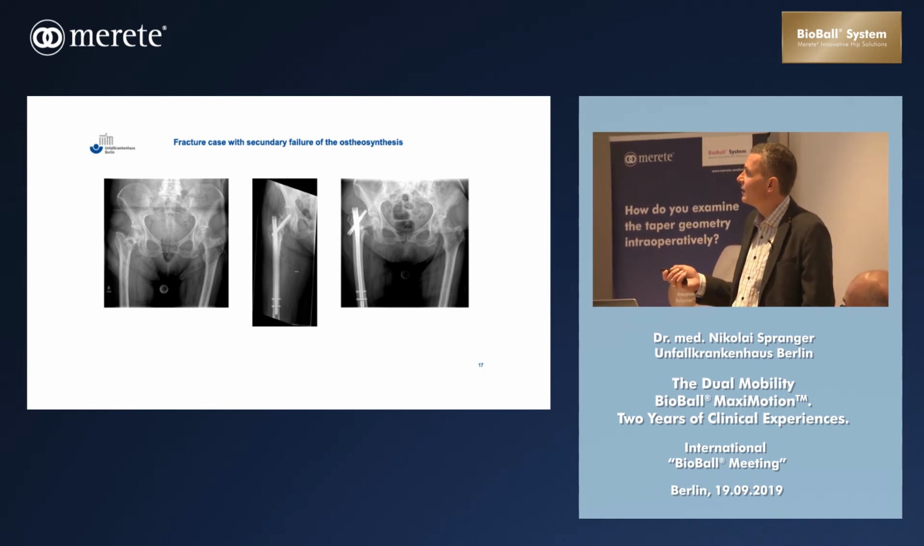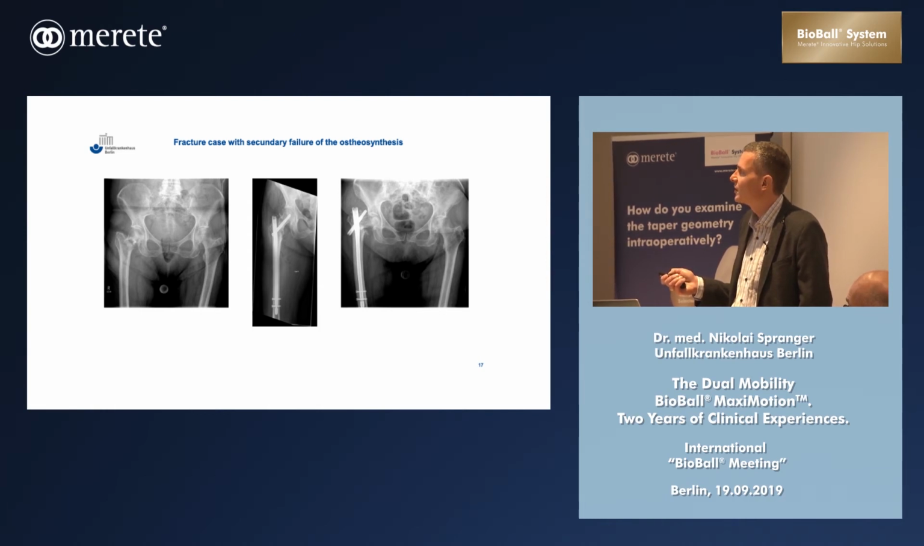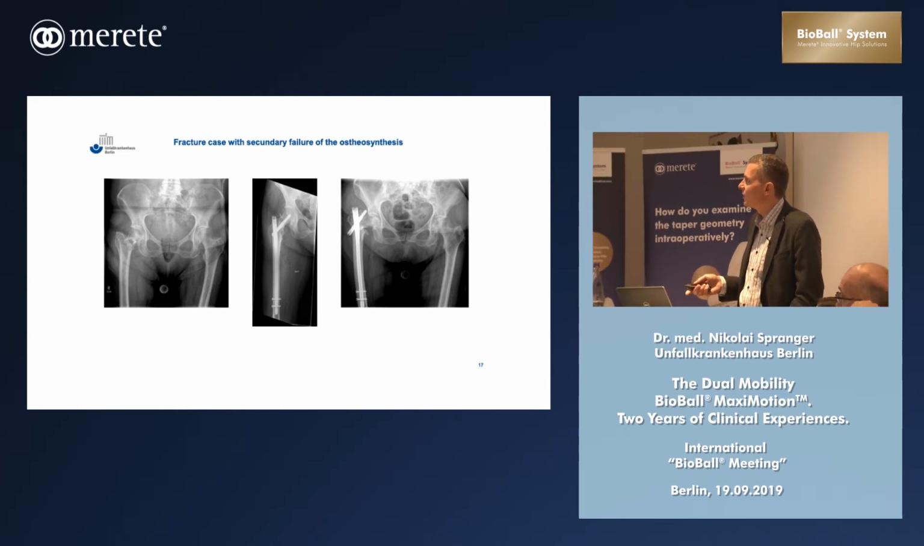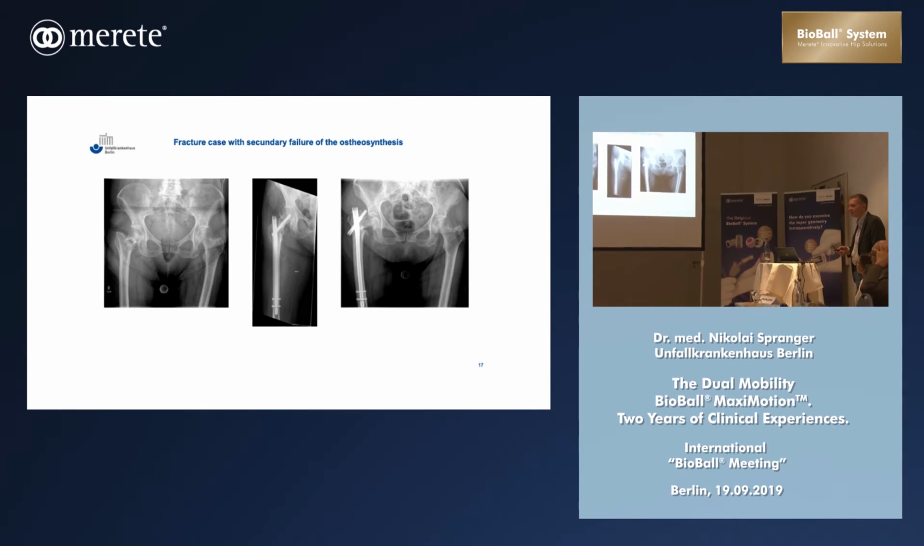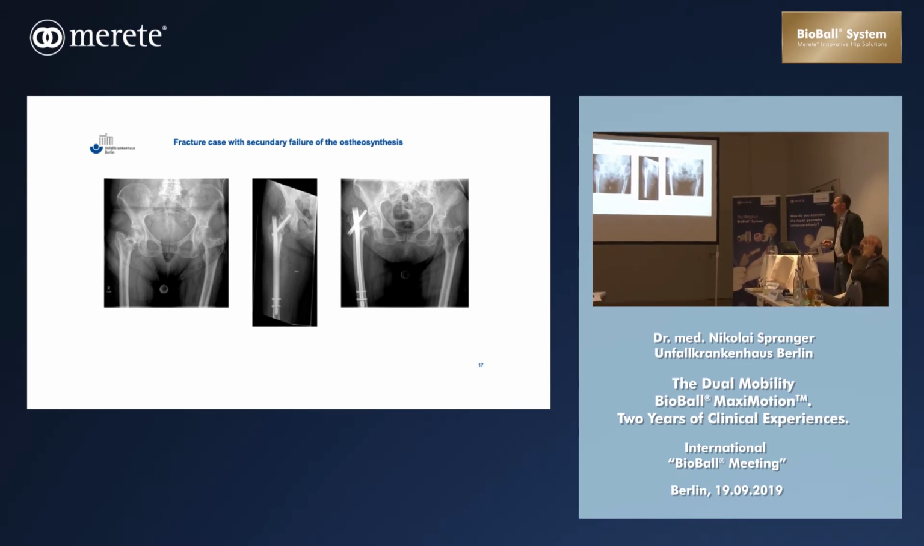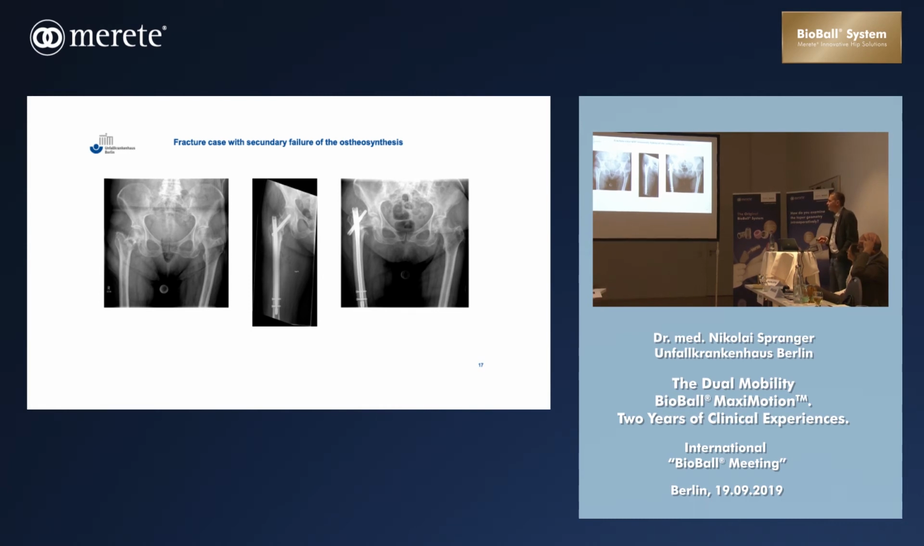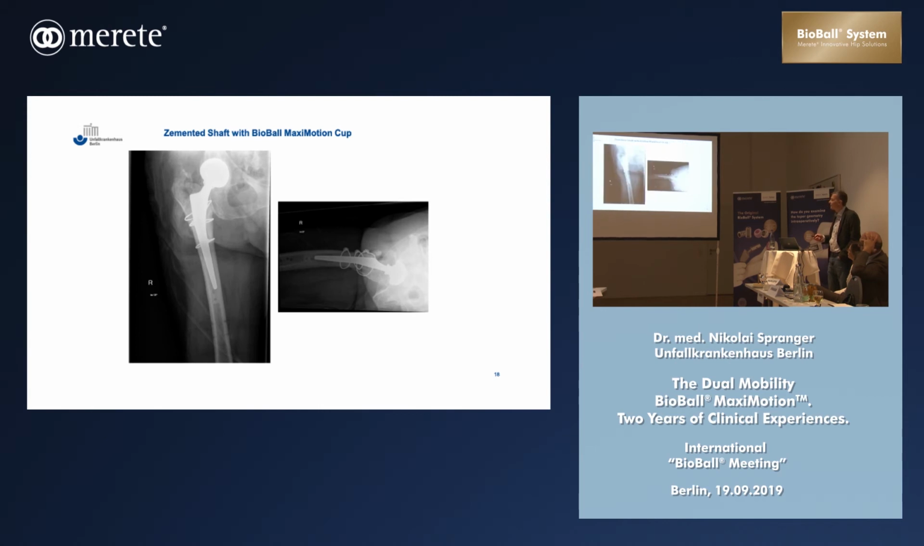And this occurred, of course, just a few weeks later. So we had this situation. And as we know, I showed you at the beginning that the post-traumatic cases have a very high risk of primary dislocations. We used the dual mobility system.